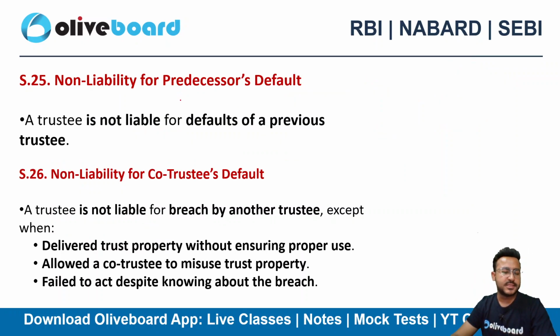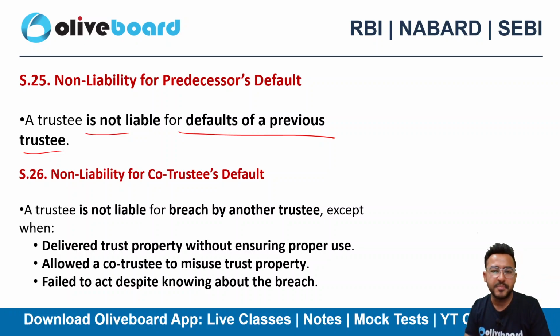Non-liability of predecessor's default. So a trustee is not liable for the default of the previous trustee. Let's suppose some other person was a trustee before me coming into the picture. I am not liable for his or her defaults.